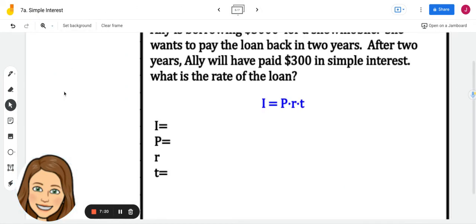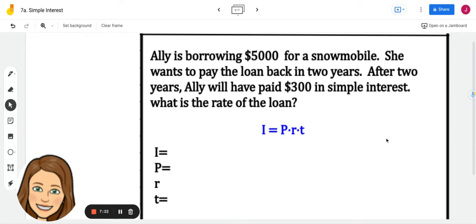I think one more. Allie is borrowing $5,000 for a snowmobile. She wants to pay the loan back in 2 years. After 2 years, she will have paid $300 in simple interest. What is the rate of the loan? Okay, let's see what we know here. Allie is borrowing $5,000, and we know borrowing, that's a principal action for a snowmobile.